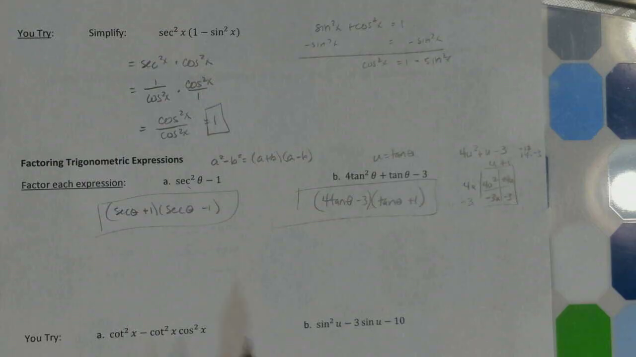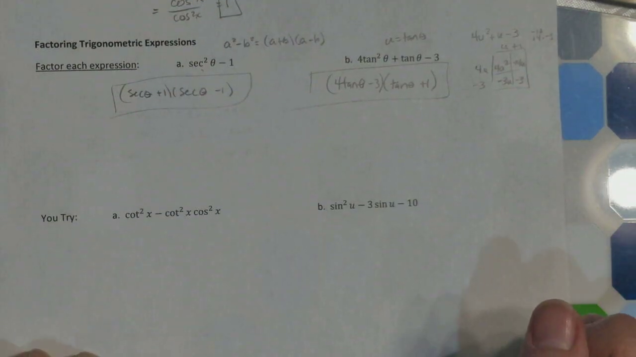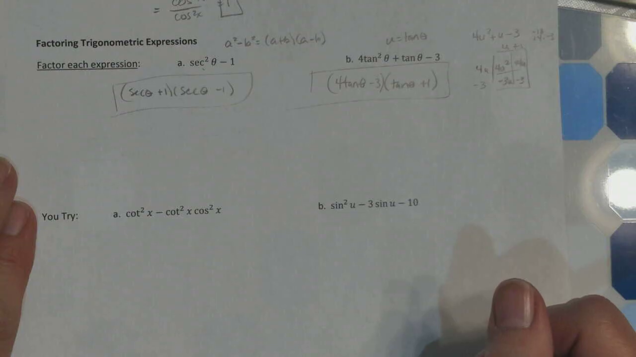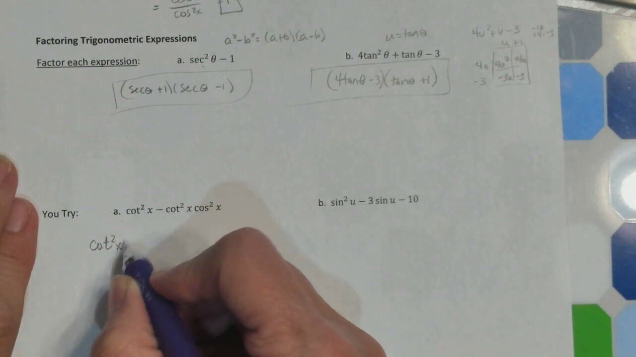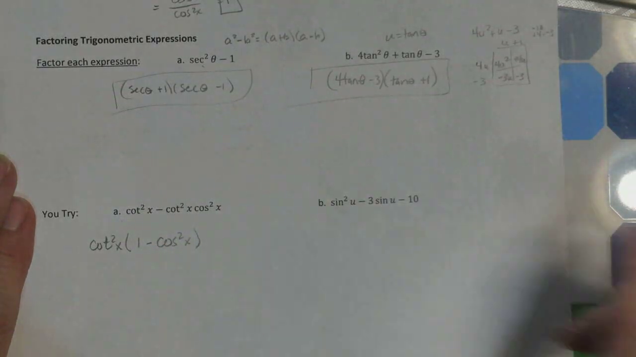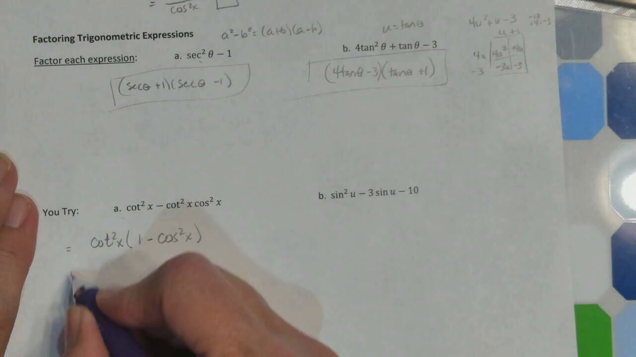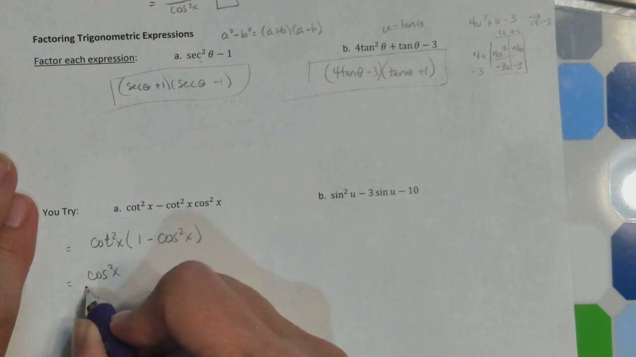Here I'm going to have 4u minus 3. Here I'm going to have u plus 1. So instead of u, remember u is tangent. So I'm going to have 4 tangent theta minus 3 times tangent theta plus 1. And again, that is factored. Go ahead and pause the video and try these two.